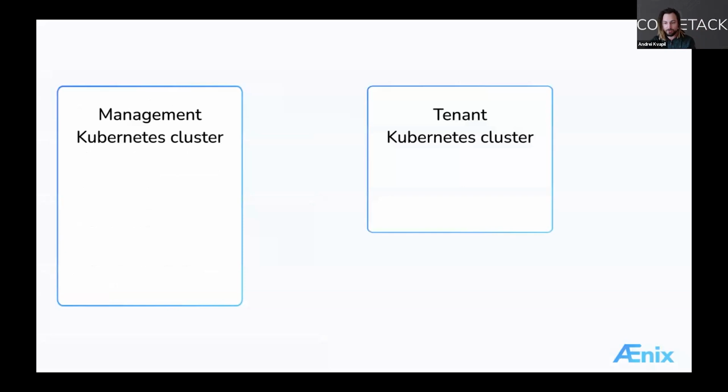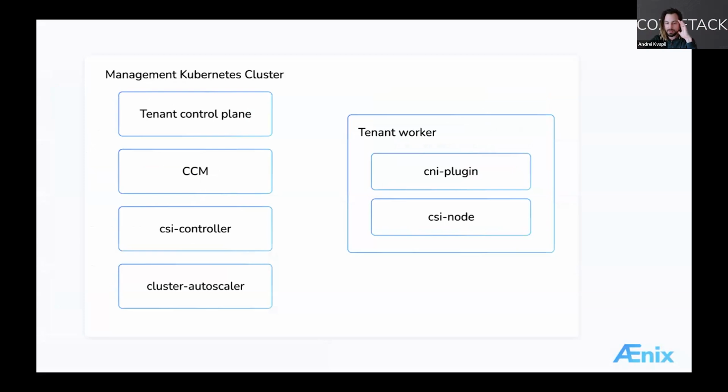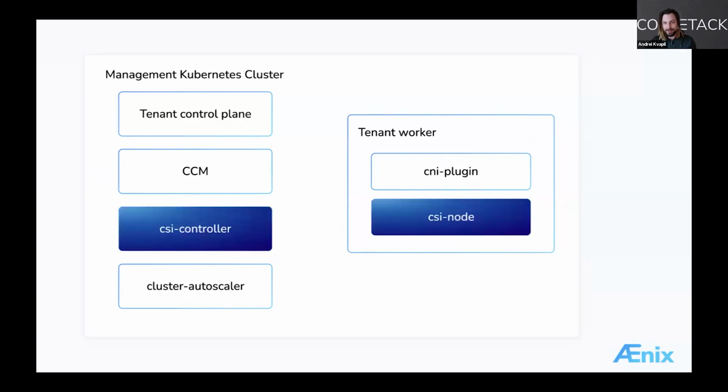Also, we use FluxCD to deliver components. So we have 2 clusters. We have the management Kubernetes cluster, which is installed on bare metal, and we have tenant Kubernetes clusters, actually Kubernetes clusters for every user. So we use FluxCD to deliver components on both of them. This is a list of the components we deploy for the managed Kubernetes service. You can see that there is Cloud Controller Manager, Cluster Autoscaler, and of course the CSI driver.